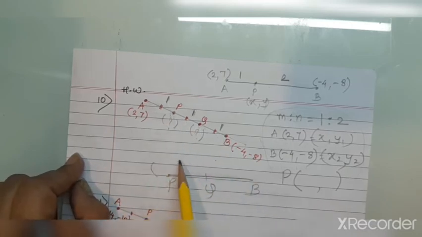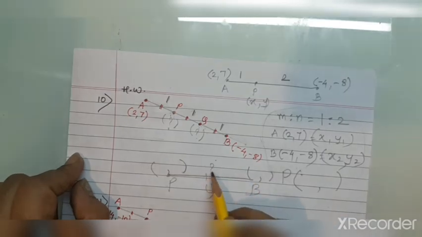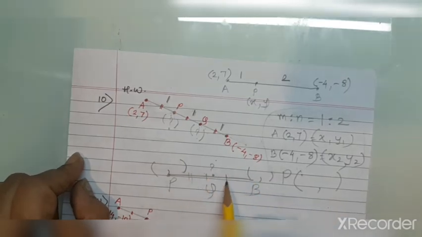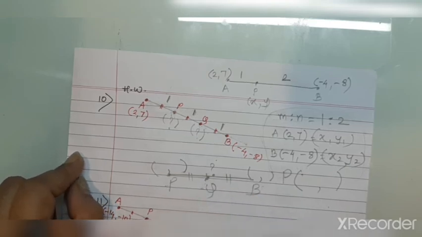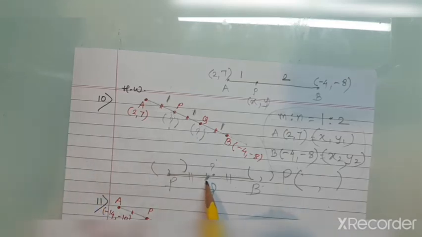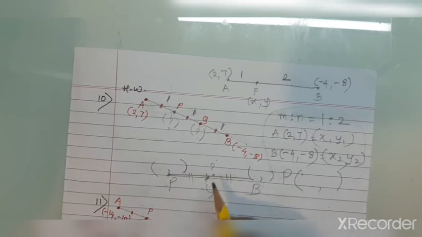Here we know the coordinates of P from this first calculation. We know the coordinates of B and we have to find Q. Now, PQ is equal to QB, which means Q is the midpoint. So, in order to find the coordinates of point Q, we can use the midpoint formula, that is (x1 plus x2) upon 2 and (y1 plus y2) upon 2. In this way, we will get the coordinates.